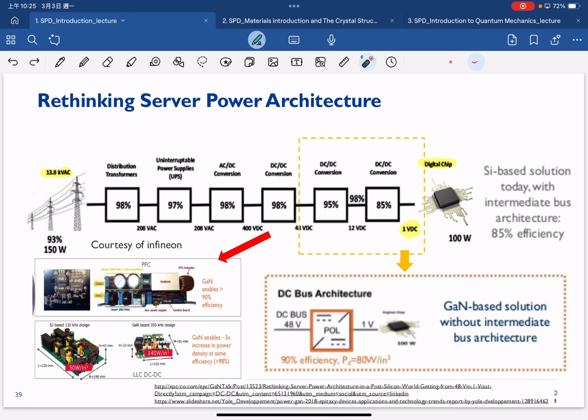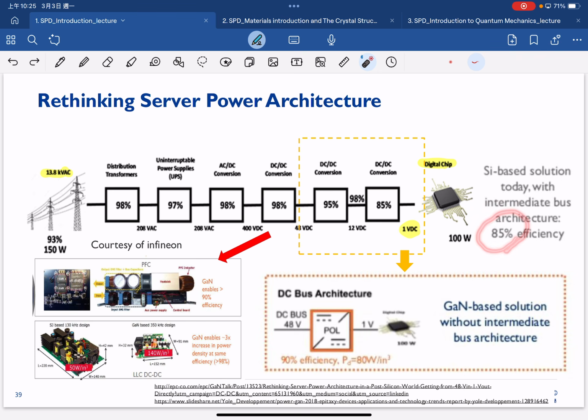But the problem is that each voltage conversion, each power conversion, we always lose something because it always involves non-perfect efficiency. So we have 98% efficiency, we have 95, we have 85%. So in the end, overall, if we try to have the power delivered from the power station to our digital chip, we actually can only achieve 85%, which means we have a 50% efficiency loss during this voltage conversion.